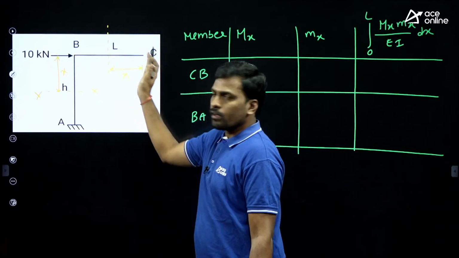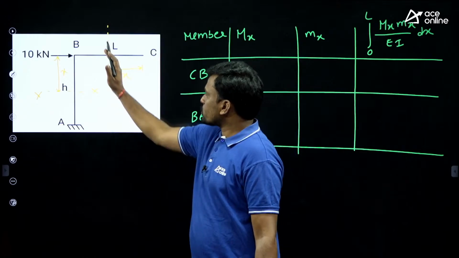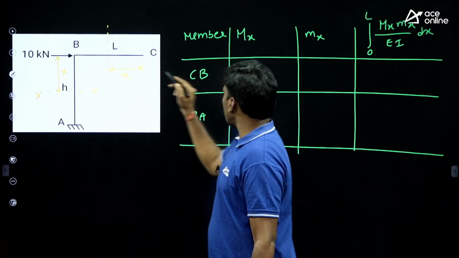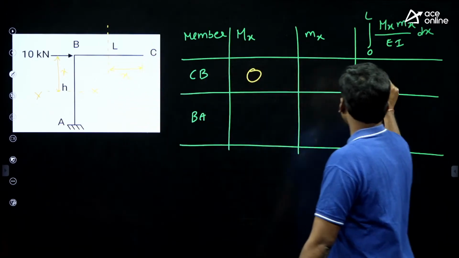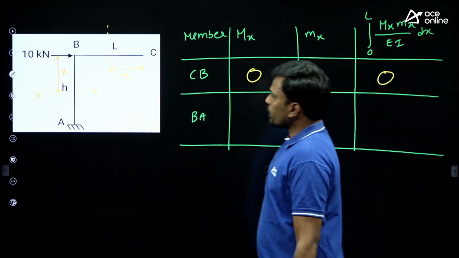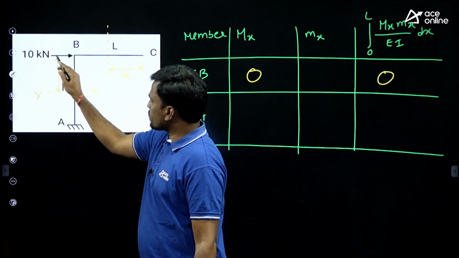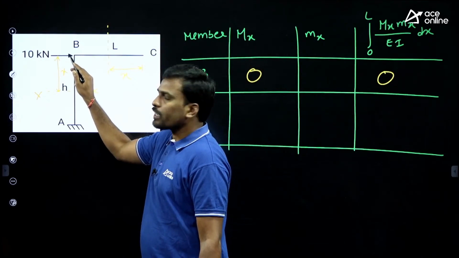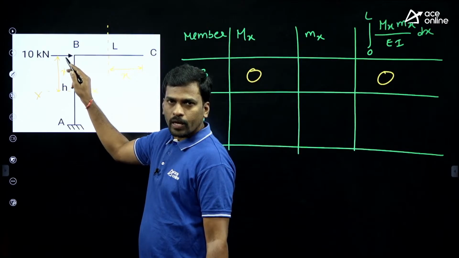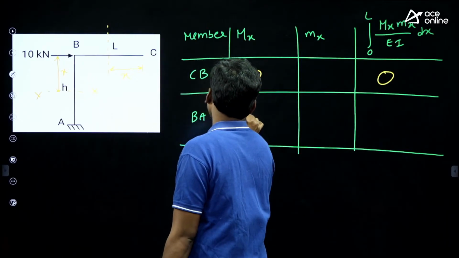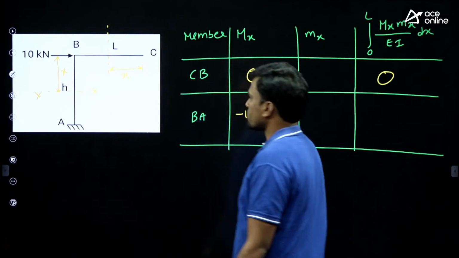Left to the section or right to the section. Okay, so just look right to the section, no load, then no movement, then here it is 0. Then remember BA, just force into perpendicular distance, right? That is 10 into x. This develops sagging or hogging? This develops hogging bending moment, right? Then minus 10 into x.